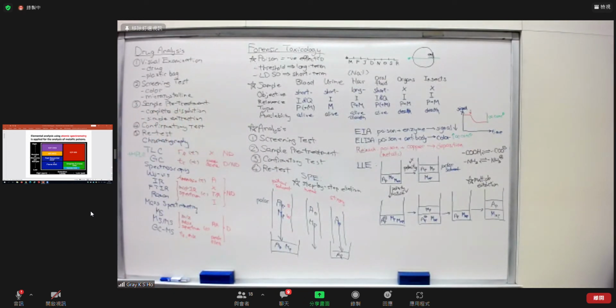Okay, so we have finished talking about the sample pre-treatment. Any questions or problems at this moment before we keep going forward?